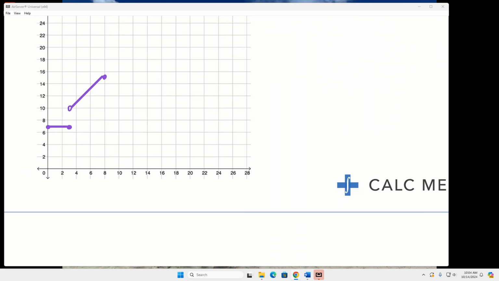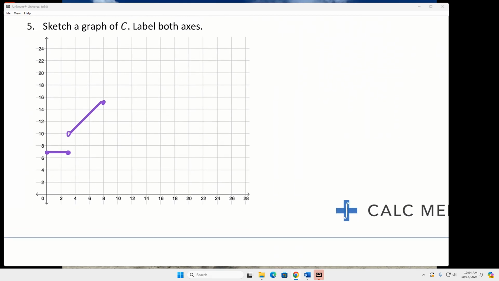All right, and then our last piece is another horizontal line at 18. It starts at 8, but we don't include 8, so it's going to be an open circle. And then it's going to go all the way to 28. We also include it. There it is. All right, any questions?